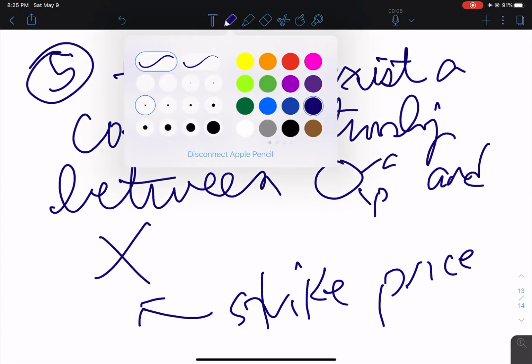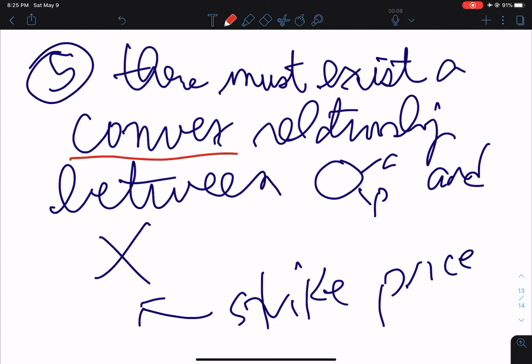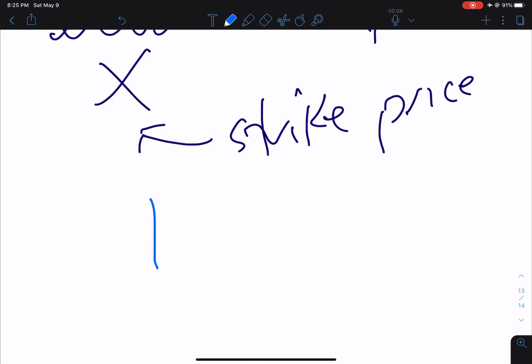Okay, so there must exist a convex relationship. Must exist. Okay, what does that mean? What could that mean? Well, let's see. I guess graphically, what it means is if, make this a little straighter. Try that again, sorry. There we go.